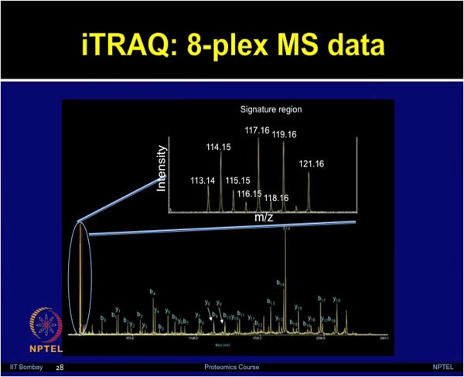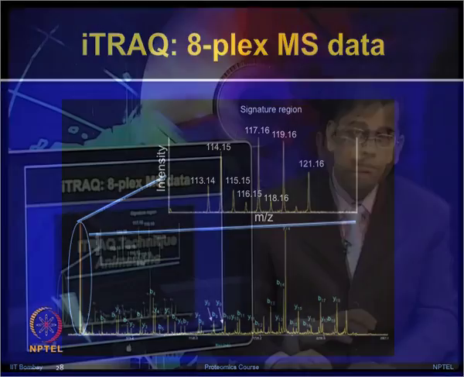So, in the MS spectrum, now here we are showing the reporter region signature of an 8-plex iTRAQ reagent showing 113.14, 114.15, 115.15, 116.15, 117.16, 118.16, 119.16 and 121.16 reporter ions.